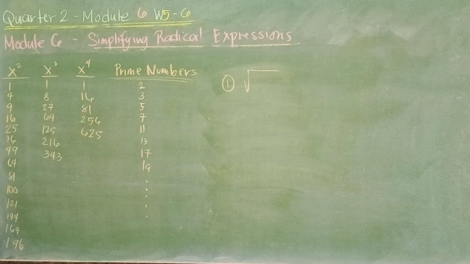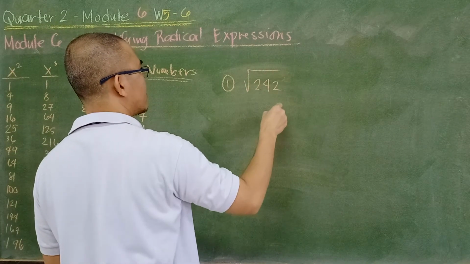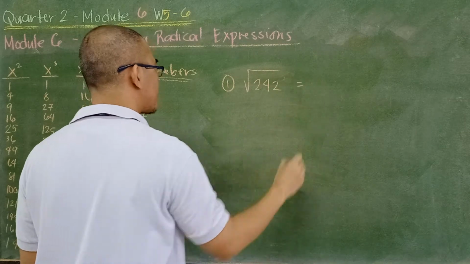So, ang gagawin natin ngayon is i-combine natin yung mga perfect square dito sa prime numbers. So, halimbawa, meron tayong square root of 242.